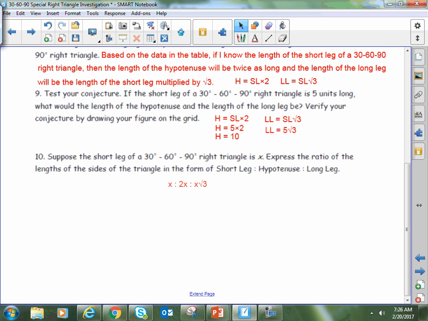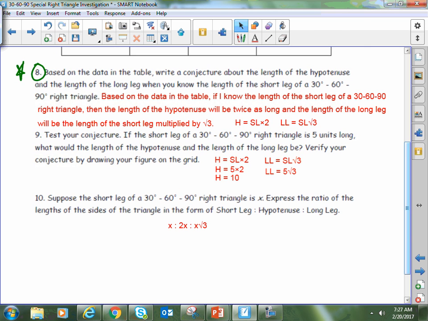So the reason why we can put this final ratio here, x to 2x to x radical 3, is because it is true for every 30, 60, 90 triangle. If I know the length of the short leg, I multiply it by 2 to get the hypotenuse, and I multiply it by the square root of 3 to get the length of the long leg. So just to recap, those are the two rules that we're essentially going to be using anytime that we need to evaluate a 30, 60, 90 special right triangle.